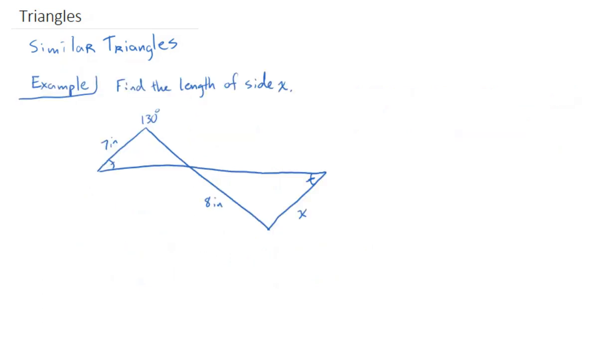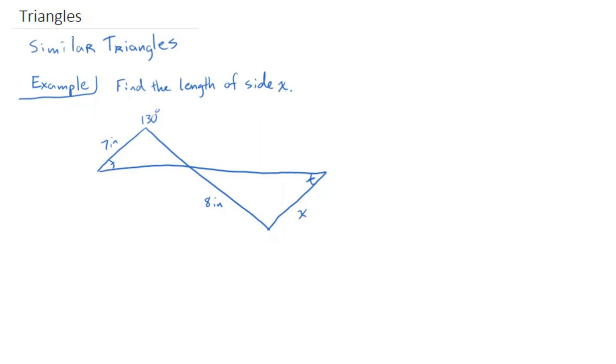Alright, so here's the diagram I tried to draw. Our directions are to find the length of side X. First of all, before you can use any fact that they're similar triangles, this doesn't tell us they're similar, so we have to conclude they're similar, and then that allows us to use proportions to determine the side of X, so the length of x.